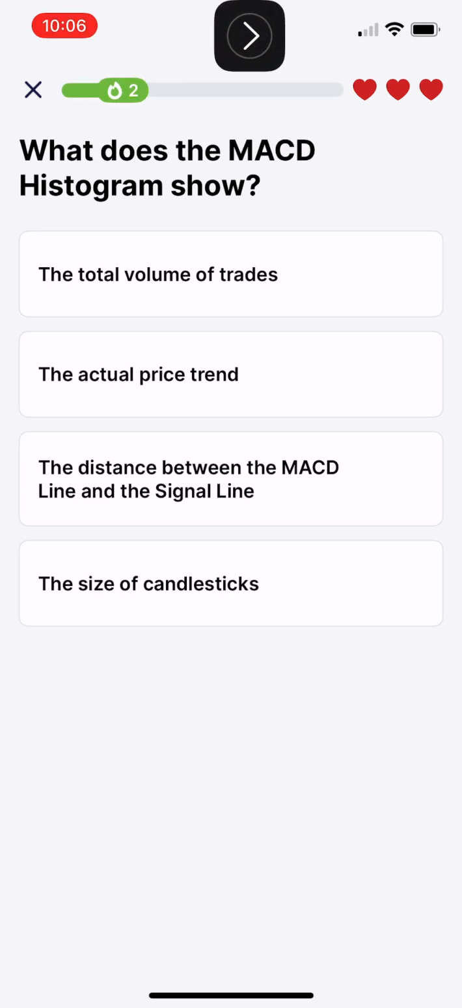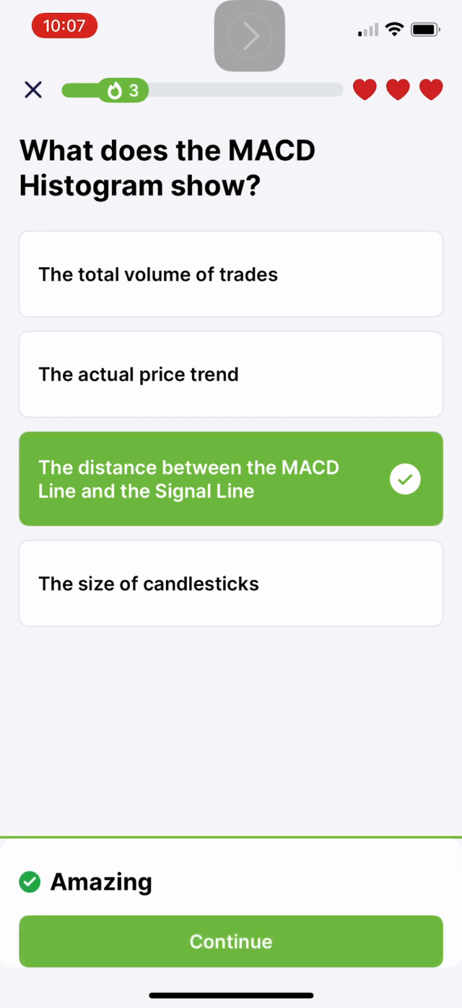Two. What does the MACD histogram show? The total volume of trades. The actual price trend. The distance between the MACD line and the signal line. The size of candlesticks. Amazing.